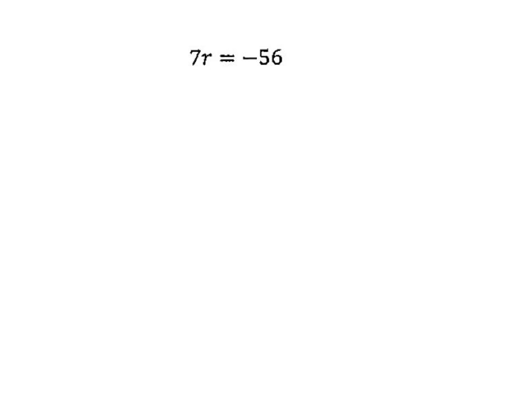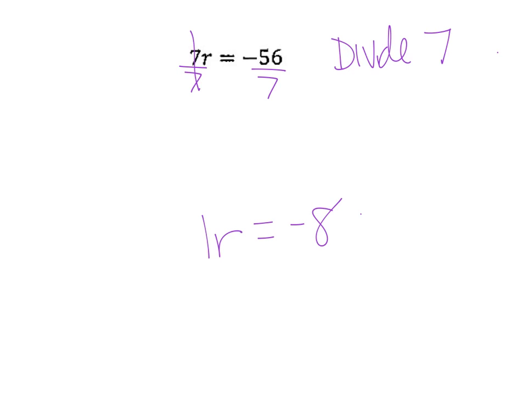7R equals negative 56. 7, it's got to go. It's 7 times R. I want to make it just a 1R. So how do I get rid of the 7? Divide by 7, both sides. Because 7 over 7 is a 1. And then the R is alone. Perfect. Negative 56 divided by 7. Negative 8. 7 goes into negative 56 negative 8 times. 7 times negative 8. Let's check it. 7 times negative 8. Negative 56, yeah.